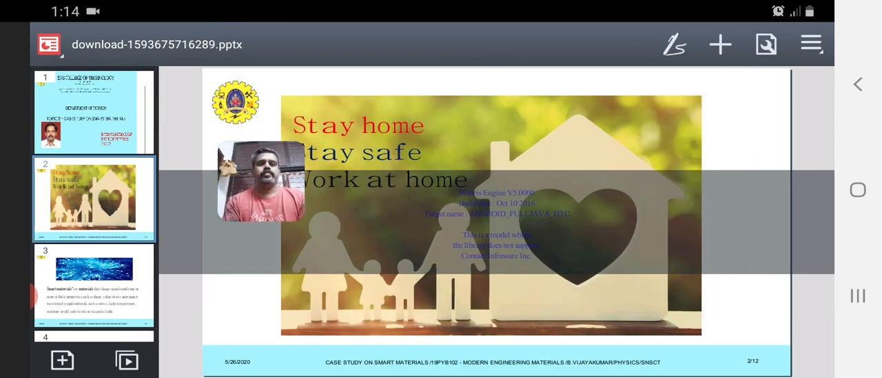Before that, we know three words: stay home, stay safe, and work at home. This three we do in this COVID-19 period. So we are in safe mode, safe at home, and safely working in our nature of work.